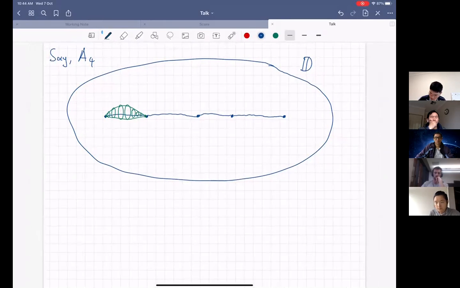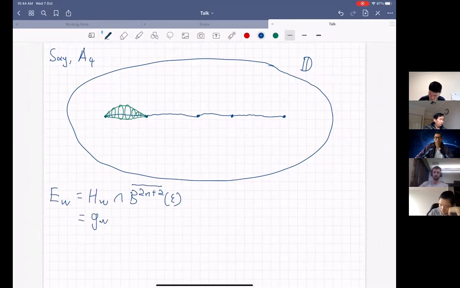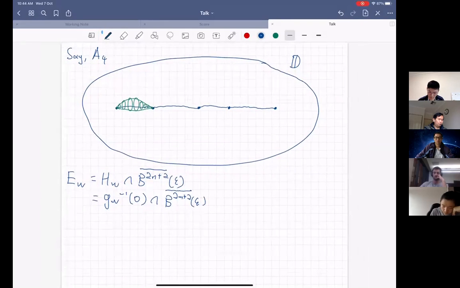So maybe I can remind you how we get this. Above this is a fiber. So what is this fiber? The fiber is just the zeros of the polynomial intersected with the ball. Which polynomial are we looking at? We are looking at the A_n singularity polynomial, and then we do some deformation so that it is a Morse function, so that the singularity points are non-degenerate.